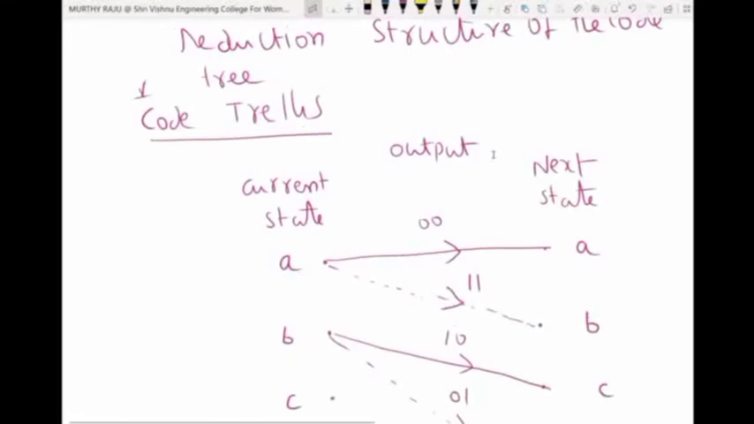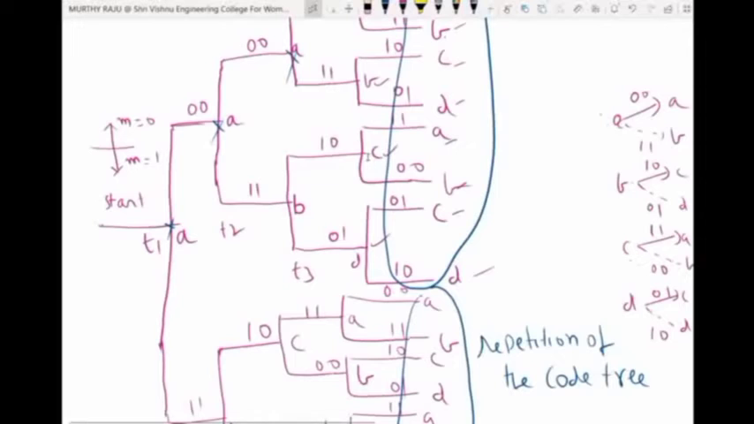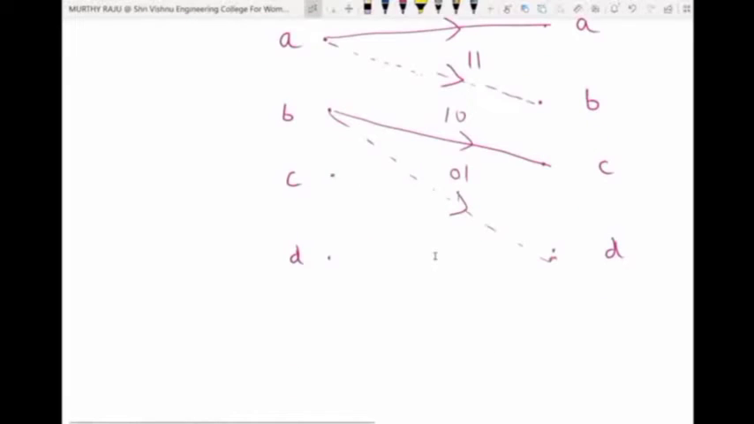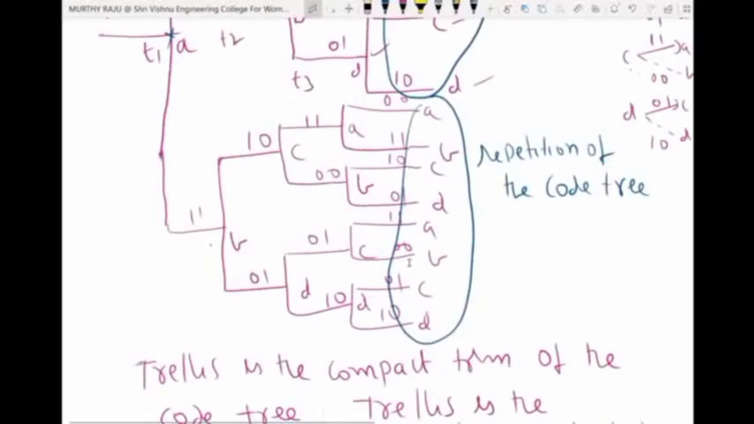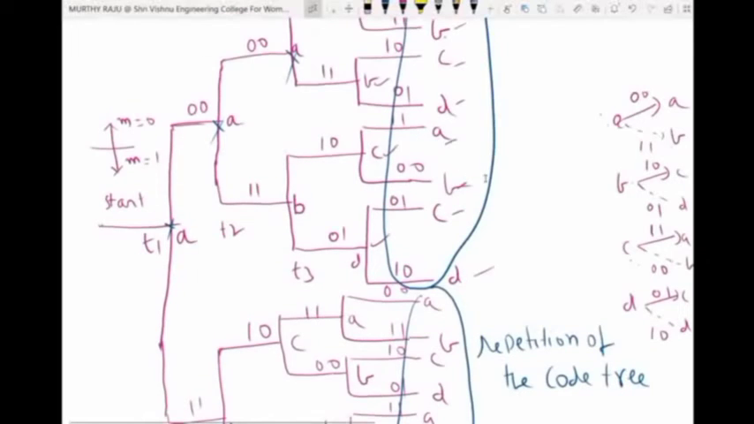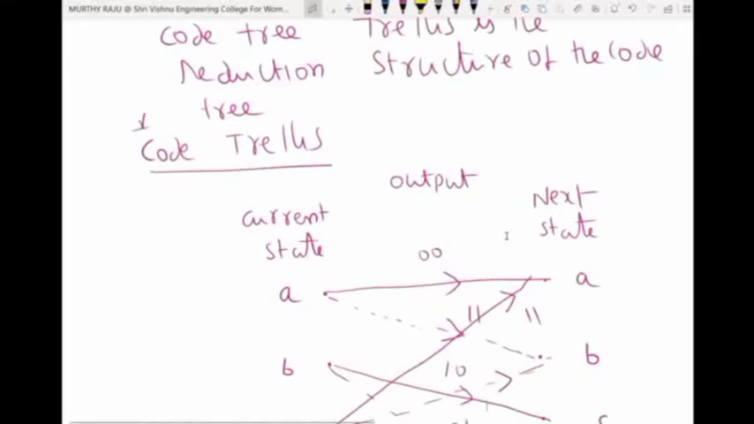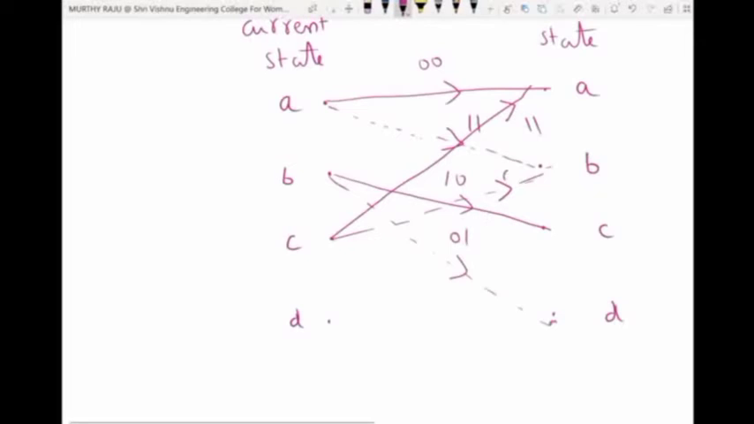Consider C state. Here C is the current state, C to A and C to B: 1 1, 0 0. C to A, solid line, that means M is equal to 0. C to A is 1 1, C to B is 0 0.